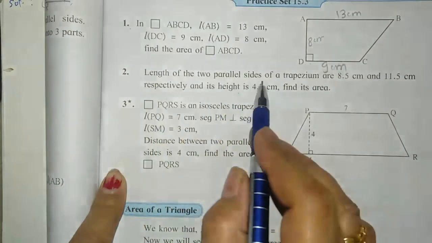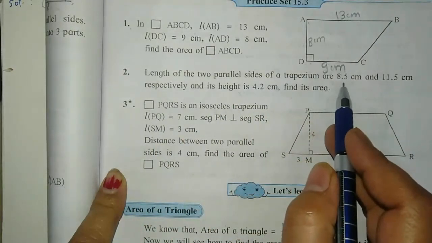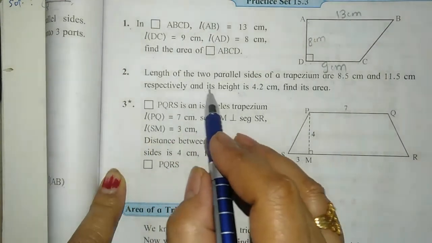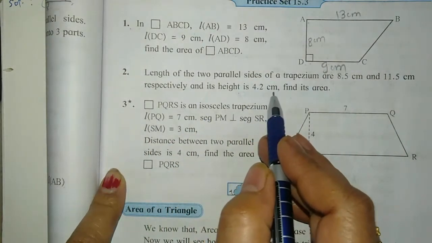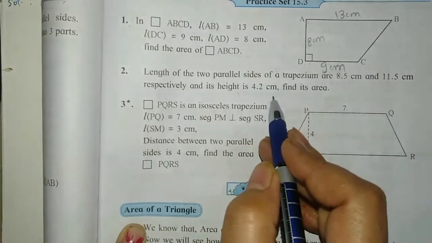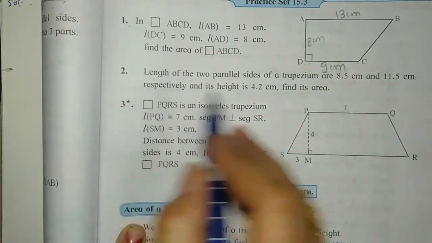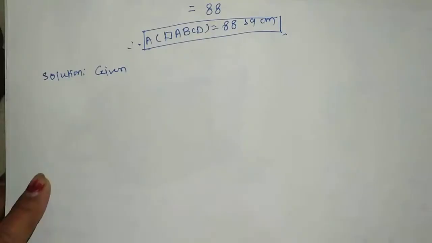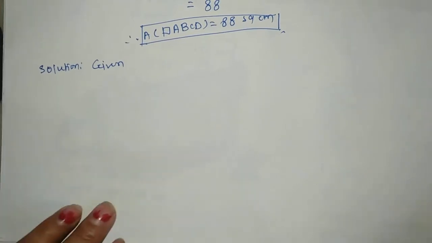The length of the two parallel sides of a trapezium are 8.5 centimeter and 11.5 centimeter respectively, and its height is 4.2 centimeter. Find its area. So all things are given. Find out the area. Very simple question. See the solution. Firstly write down the given things.